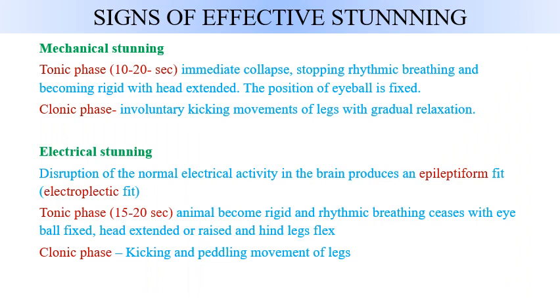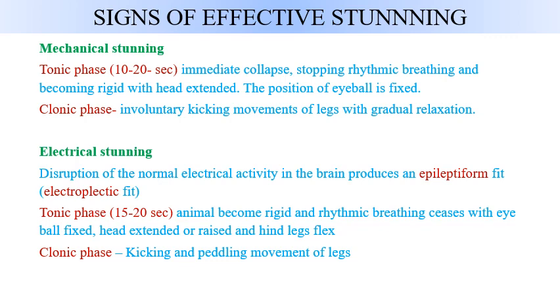Signs of effective stunning. When the stunning is perfect, it shows certain typical symptoms. In case of mechanical stunning, first there is a tonic phase for 10 to 20 seconds where it immediately collapses, stopping rhythmic breathing and becoming rigid with head extended. The position of the eyeball is fixed. Then there is a clonic phase where involuntary kicking movements of the legs with gradual relaxation are observed.